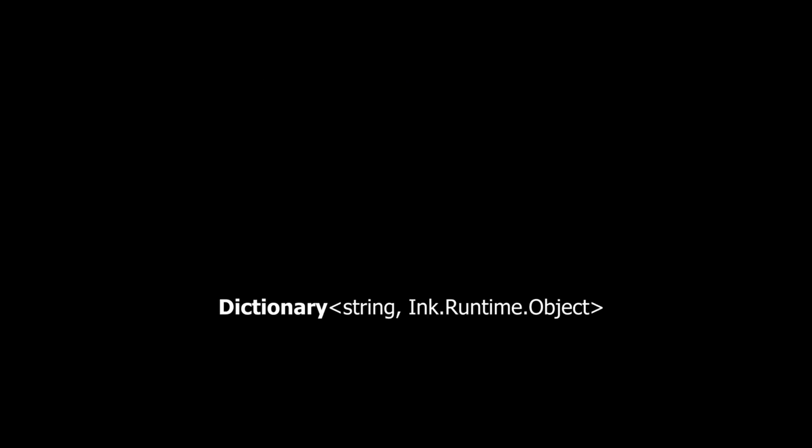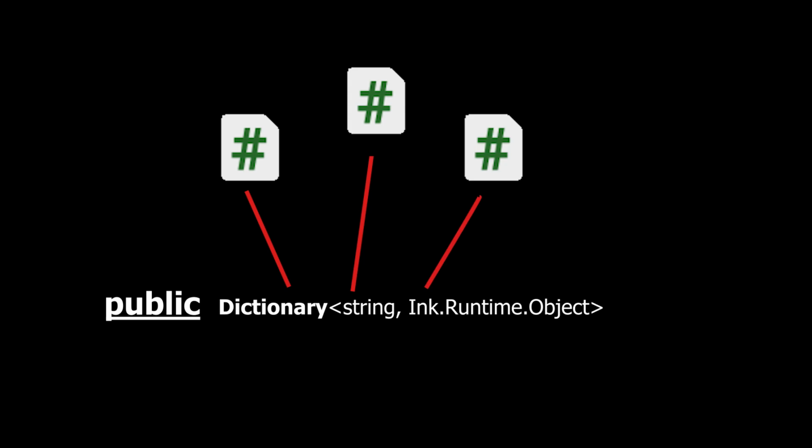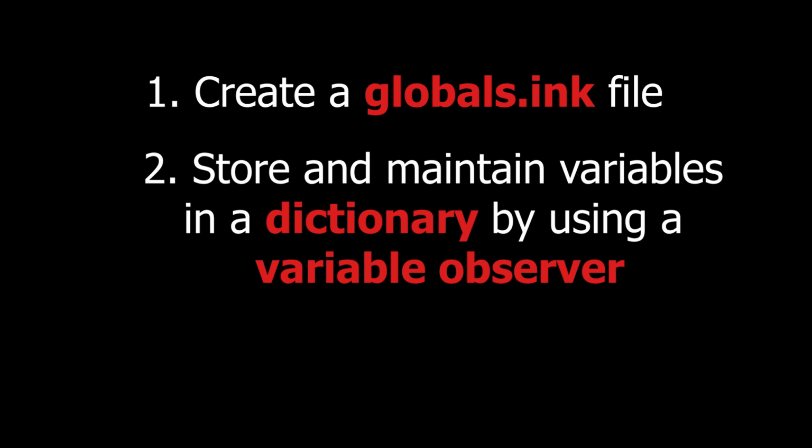Then on top of that, if we make the dictionary publicly readable, we can reference the current state of any ink variable across our C# code, which will enable us to change things in the game based on things that happen in the dialogue. Just to summarize, we're going to create a globals ink file to store any variables that we want to use across different ink files or in our C# code. Then we'll store and maintain the state of those variables in our C# code through the use of a variable observer.